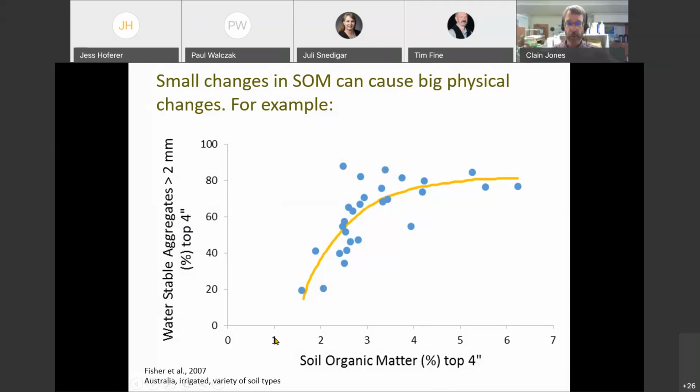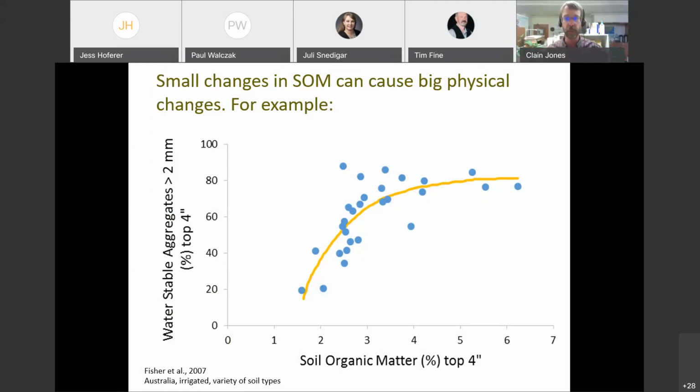So here what I'm showing is soil organic matter in percent in the top 4 inches of a range of soils that either were treated to have high amounts of residue or the residue was removed. And the effect of that change in soil organic matter on what's called water stable aggregates. So aggregates that can take a raindrop and not fall apart.